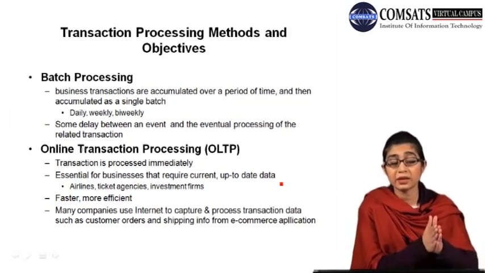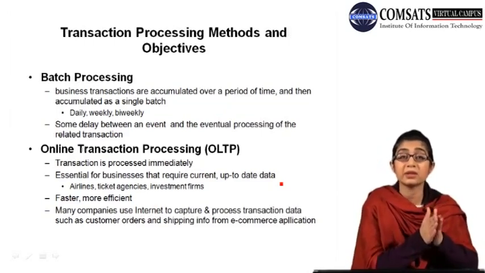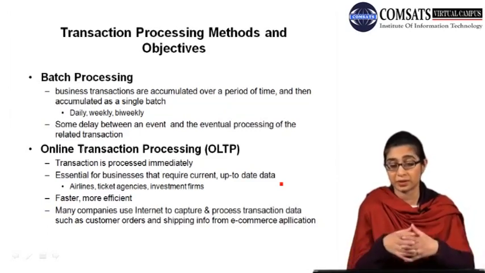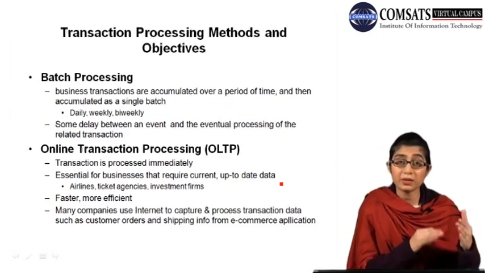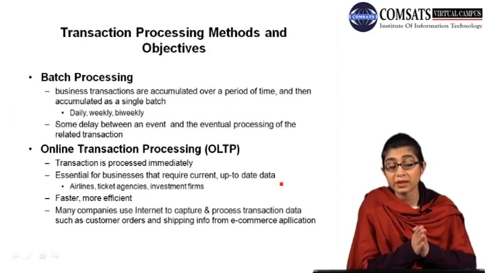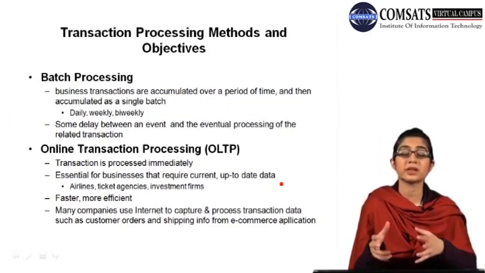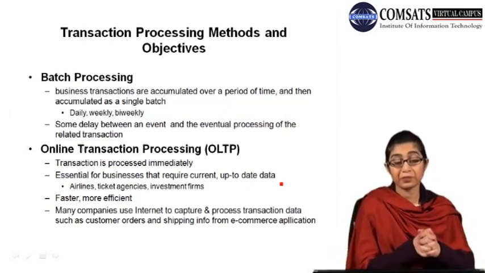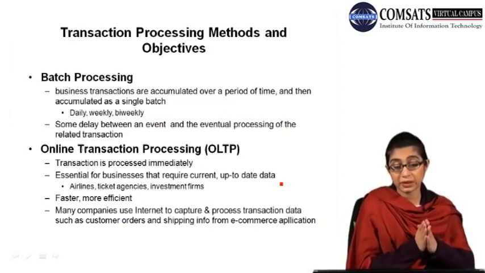So then again there are certain kinds of work that do not require instant processing. You can delay that work, so that creates a delay between the event and its actual processing, and that is creating the output. On the other hand, there is online transaction processing जिसको OLTP भी बोलते हैं. That is, the transaction is processed immediately. जिस वक्त data enter हो रहा है उसी वक्त process हो रहा है and you are getting an output. So it is essential for the kind of businesses that require current up-to-date data.